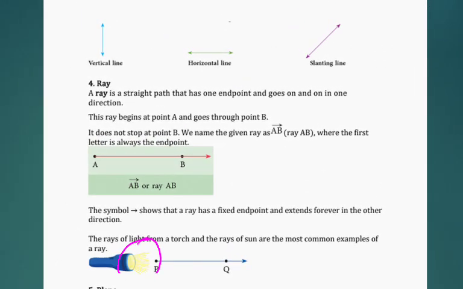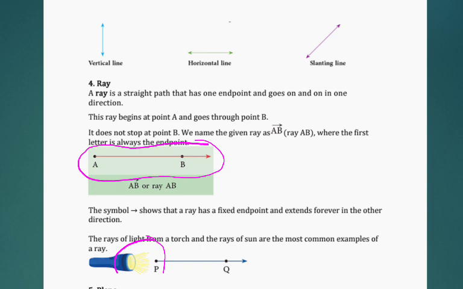Here you see many lines coming out. These are the rays from the torch light. You are denoting one such ray AB here, right? There are many lines coming out as rays. So AB is a ray, right?